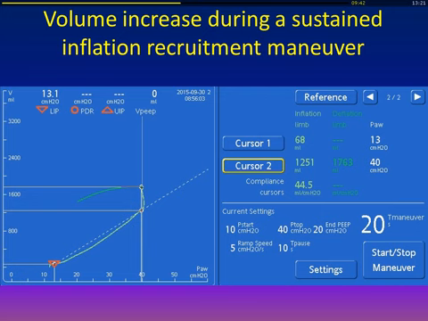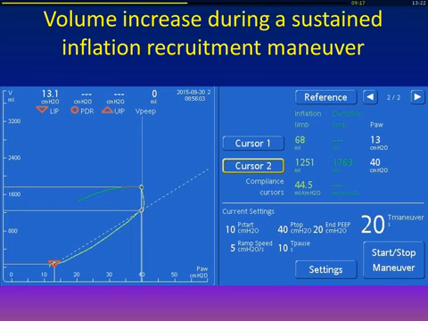So we can use exactly the same tool to perform the recruitment maneuver. And now we will start at the actual PEEP, so 11. We will perform a recruitment maneuver at 40 centimeters of water, and very importantly, increase the PEEP after the recruitment maneuver to keep the lung recruited. So, for example, 20, and we'll decide later.